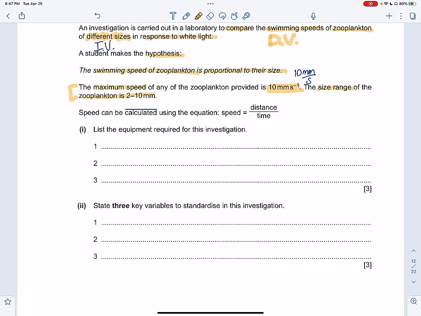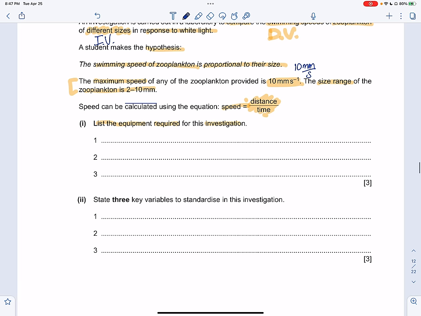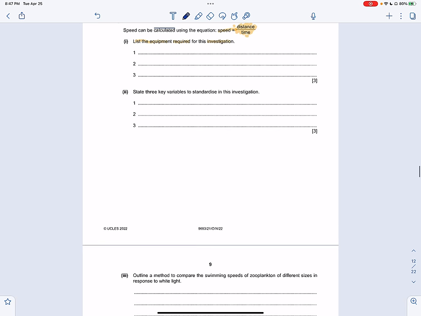Okay. Speed is distance over time. So how far you go and how long it takes you. List the equipment that you would require for this investigation. So what I think in my head is we're going to need a tank, or you can use beakers, whatever.